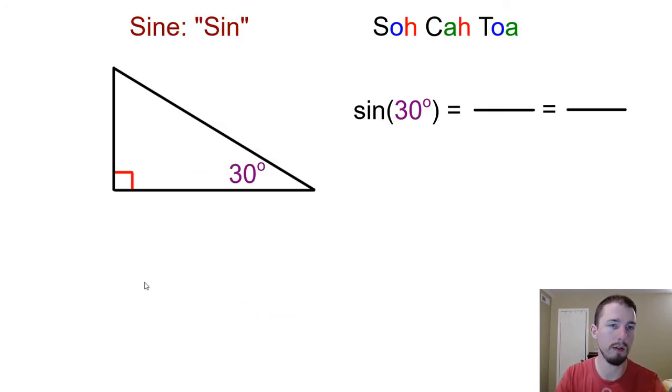Okay, so the first trig function that we have is sine. Sine is actually spelled S-I-N-E, but it's abbreviated S-I-N. So it's not the sin button, it's the sine button. It's just an abbreviation. We have three different trig functions: sine, cosine, and tangent.